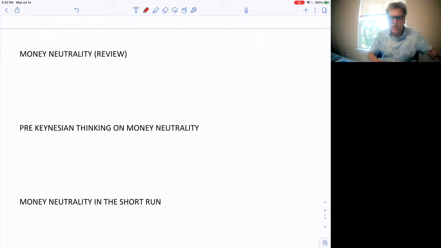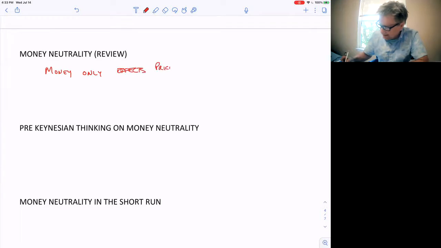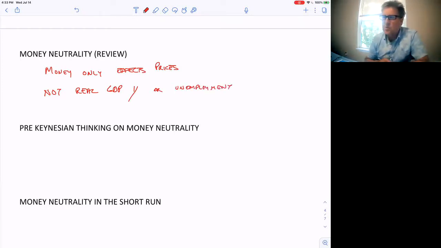Okay, next I want to go over this money neutrality again, a little review. So money neutrality means that money only affects prices. Money only changes prices. It doesn't affect real GDP, or unemployment, or real prices, or real interest rates. It only affects nominal interest rates and nominal prices, nominal GDP.